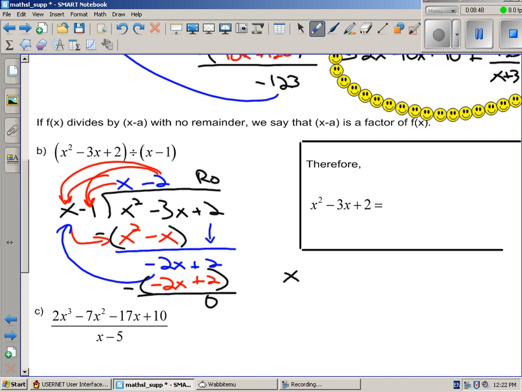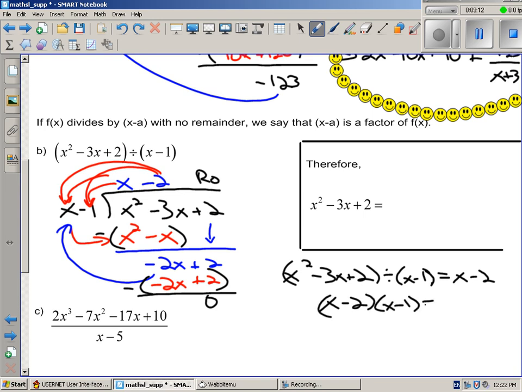What we found is that x squared minus 3x plus 2 divided by x minus 1 equals x minus 2. And another way of saying that would be that if I took x minus 2 and multiplied it by x minus 1, I should really end up with x squared minus 3x plus 2. So our therefore statement here is that this long division process showed us that we really should be able to write x squared minus 3x plus 2 as x minus 2 times x minus 1. Now guess what? You already knew that. You could factor x squared minus 3x plus 2, and this is exactly what you'd get.